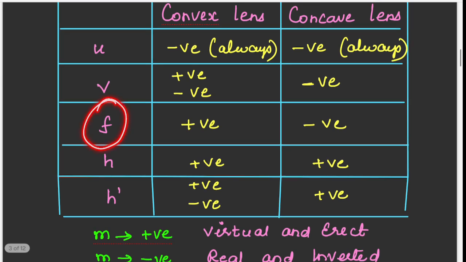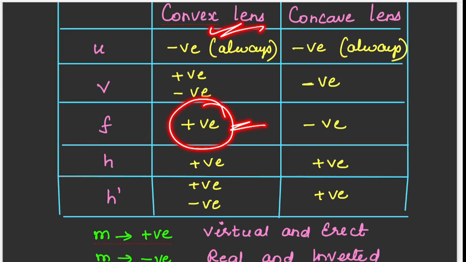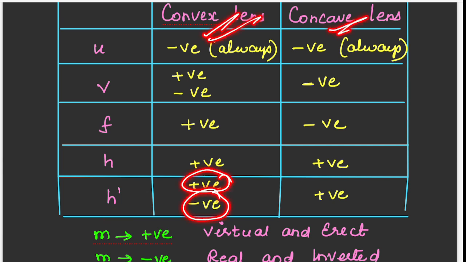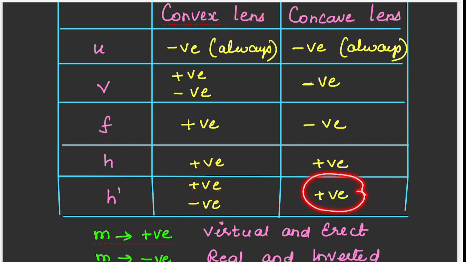Next is focal length. This is very important. For the convex lens, it will always be positive. Make a note of this. And for the concave lens, it will always be negative. And h is called the height of the object. Height of the object will always be positive for both the convex lens as well as the concave lens. And h dash is called the height of the image. Image height can be positive or negative for the convex lens, and for the concave lens it will be positive.